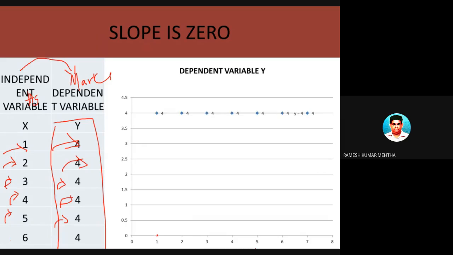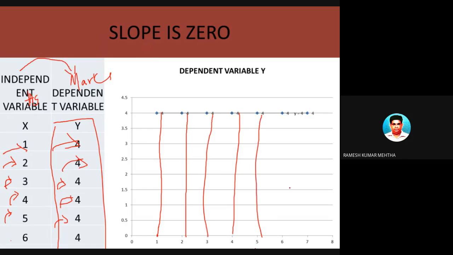If the student studies for 1 hour, the marks are 4. The student has worked for 2 hours, he has got 4 marks. For 3 hours, 4 marks. For 5 hours, 4 marks. So on and so forth. There is no change in the number of marks he is getting, irrespective of the change in the number of hours he has studied. So this is a classical case where the dependent variable is not influenced by the independent variable.